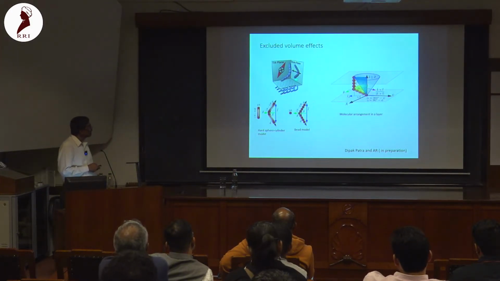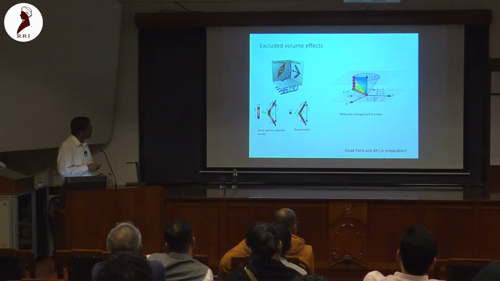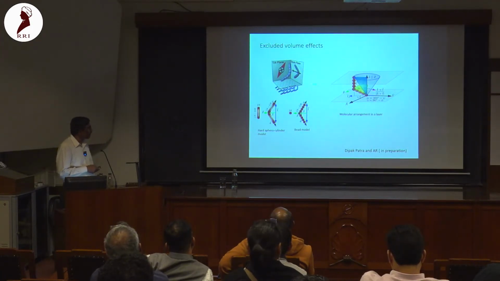Then we tried to understand that it is now well established that these banana molecules tilt in such a way that they break the chiral symmetry.